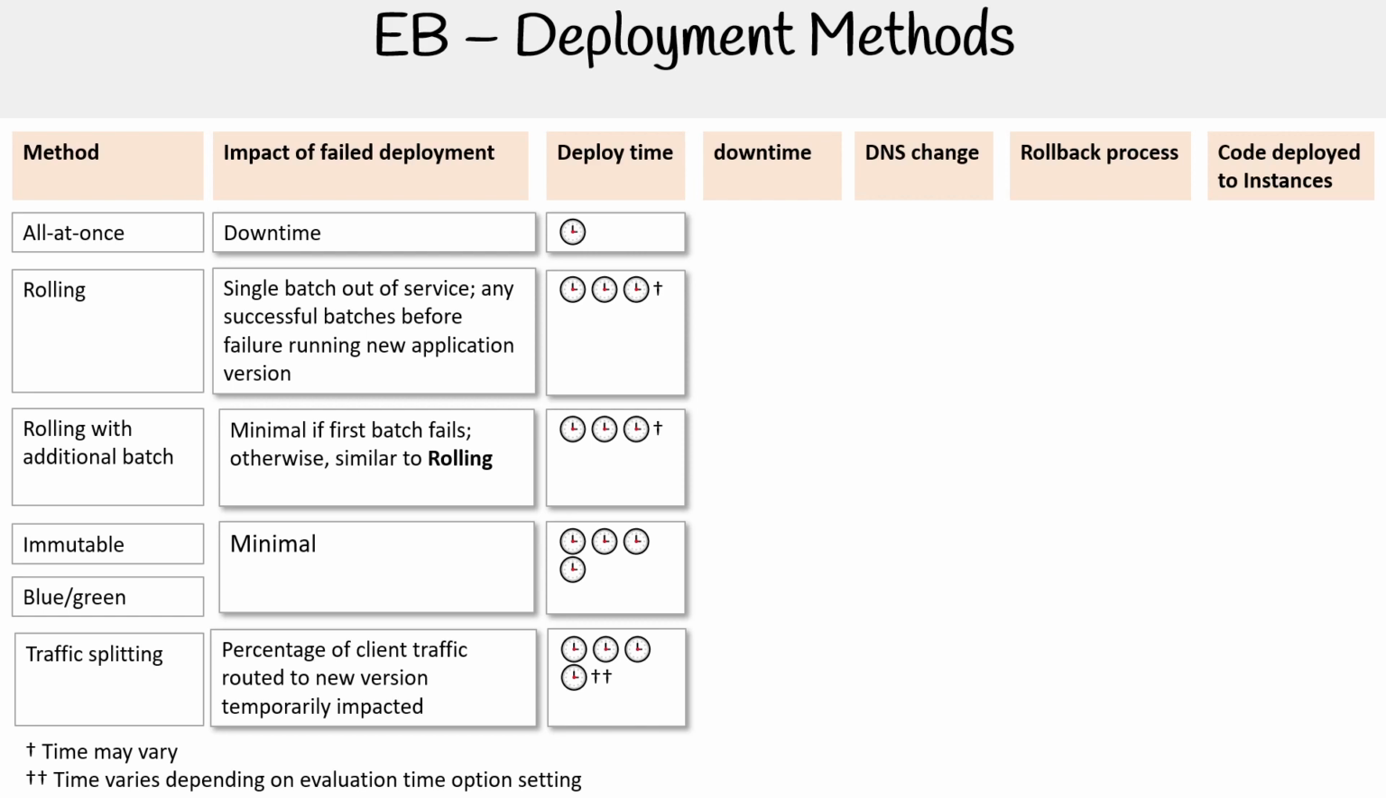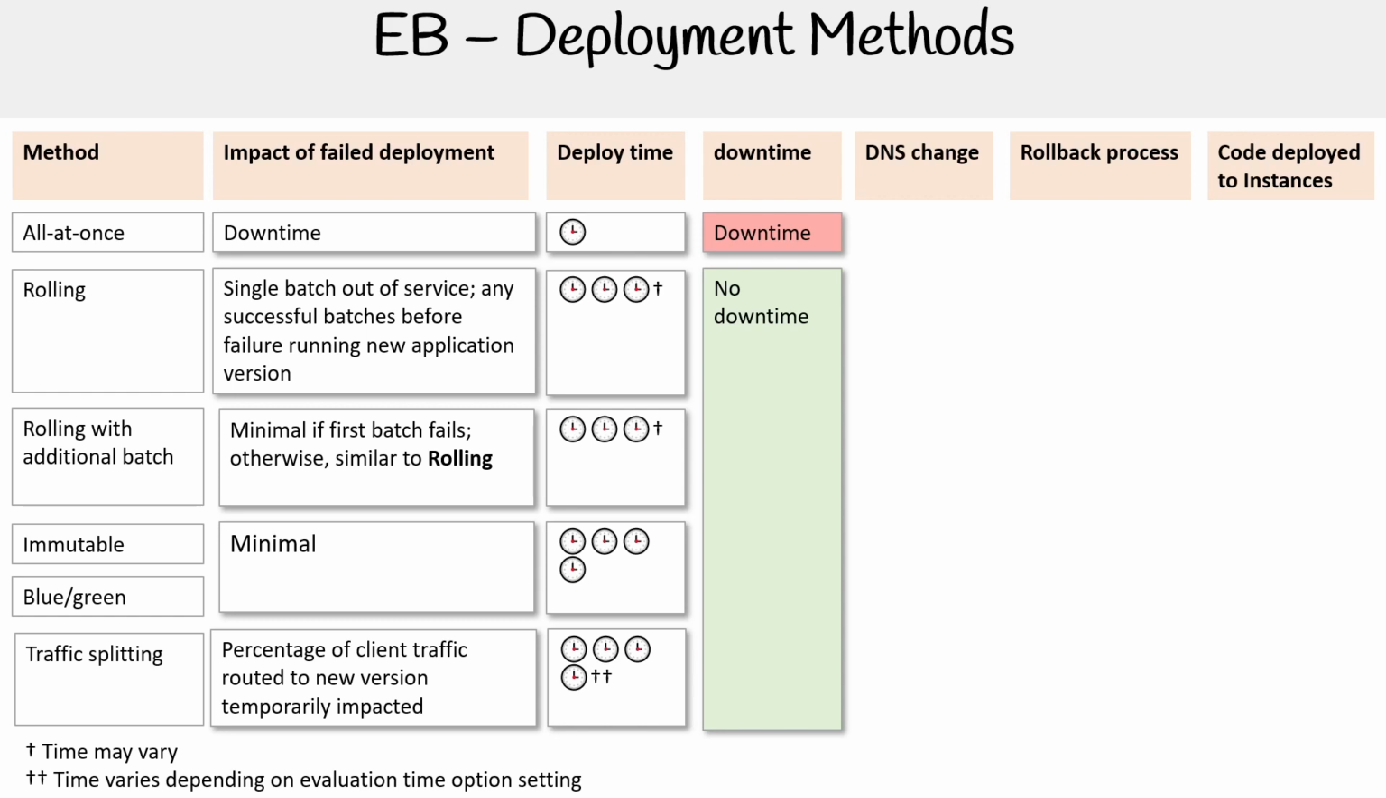Let's talk about downtime. All at once absolutely has downtime, and the rest you shouldn't experience downtime. And when we say downtime, we mean that there's literally no servers up and running to receive any traffic. So the only one that could end up in that situation is all at once. But you could have unavailability with the other ones because you'd have a reduced capacity.